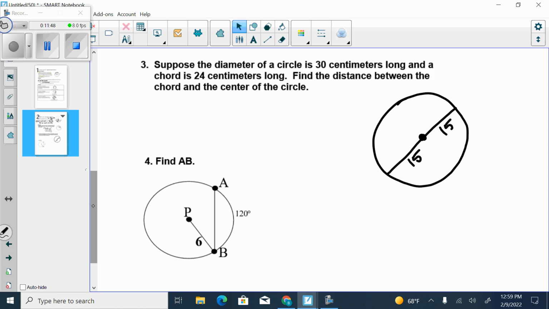All right? They also said there's a chord that's 24 centimeters long. Again, they did not specify where I have to put this. So I'm going to draw it in a place that could help me form a right triangle, because that's how I know how to find missing sides, right? They want to know the distance between the chord and the center. So from this chord to the center is what they're looking for.